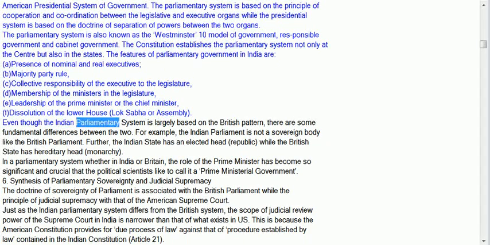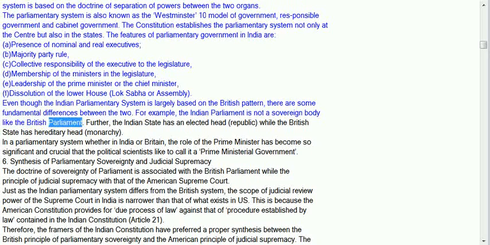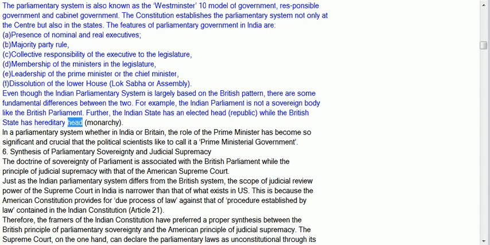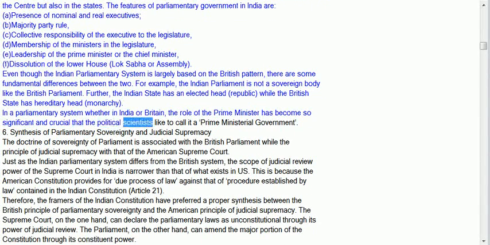Even though the Indian parliamentary system is largely based on the British pattern, there are some fundamental differences between the two. For example, the Indian Parliament is not a sovereign body like the British Parliament. Further, the Indian state has an elected head, republic, while the British state has a hereditary head, monarchy. In a parliamentary system, whether in India or Britain, the role of the Prime Minister has become so significant and crucial that political scientists like to call it a prime ministerial government.